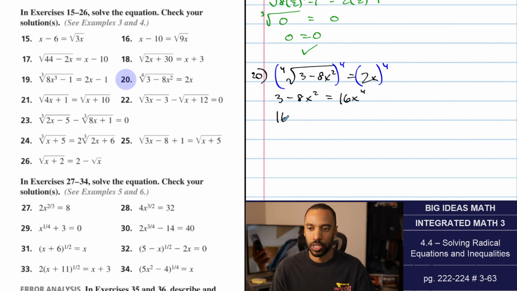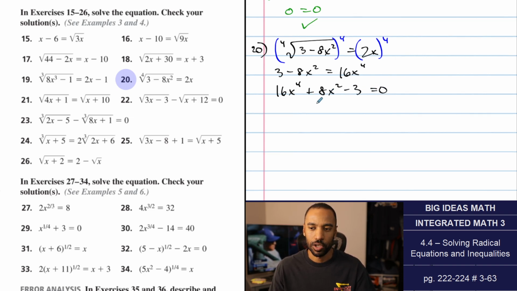Let's get everything on the same side as the quartic function. So add 8x squared, subtract 3. Let's treat this like the quartic that it is. It's quadratic form. So we're going to have x squareds going on here and here.